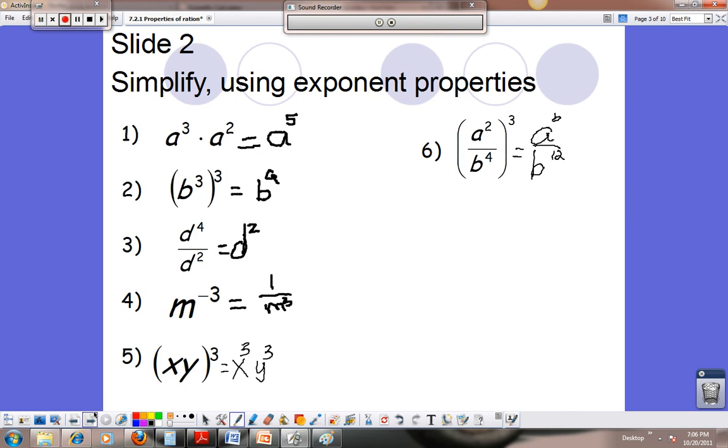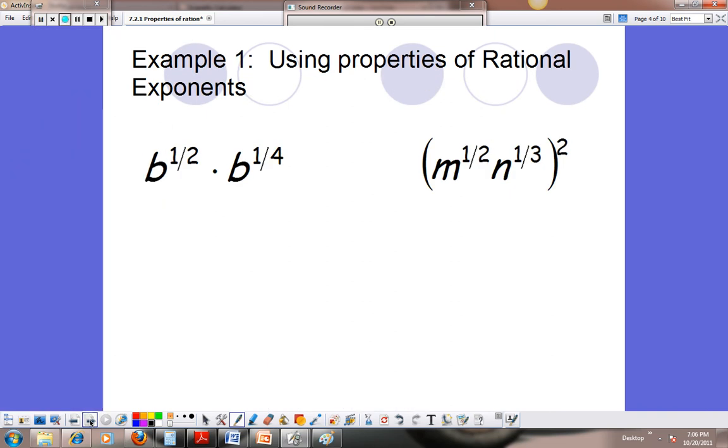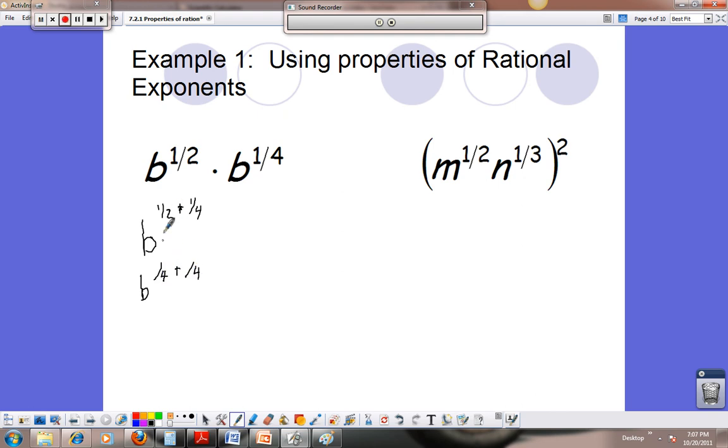All right, so let's take a look at another example. Now what we're going to do is put these with fractions. So b to the 1/2 times b to the 1/4. You've got to remember that we're going to add these. So it becomes b to the 1/2 plus 1/4. Now remember, when you add fractions, you have to get common denominators. So let's change these both to a 4. 2 times 2 gives me 4, so 1 times 2 gives me 2. 4 times 1 is 4, so we're going to leave this 1. So then 2 plus 1, this answer would be b to the 3/4.